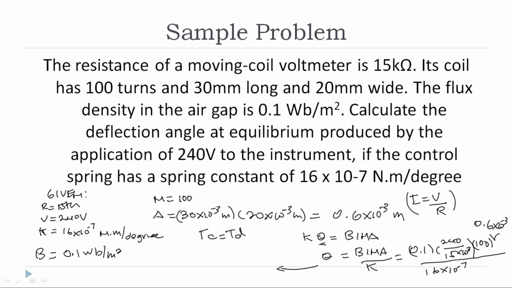So, let me input the values. 0.1 times 240 divided by 15 kilo ohm times 100 times 0.6 exponent negative 3 divided by 16 exponent negative 7. So that gives 60. So 60 degrees is the answer for the deflection. Exactly, 60 degrees is our coil deflection angle.